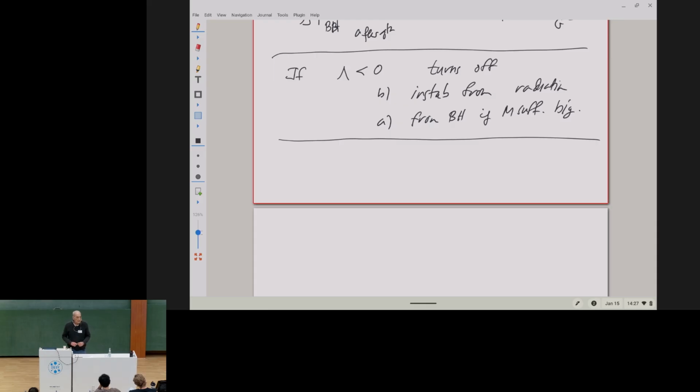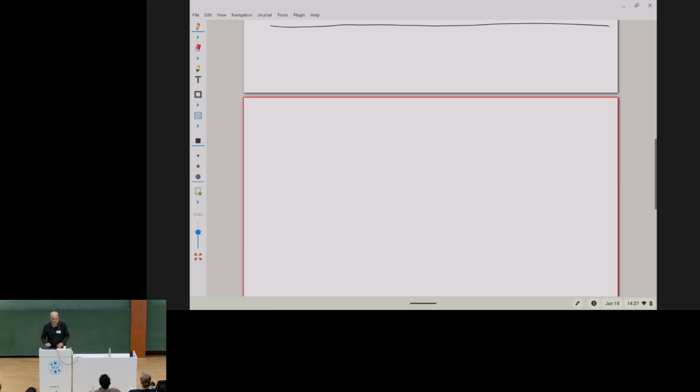So any questions on any of that? Okay, now we really are finished with section 4 in my lecture notes. So we're going to go on to section 5, which is on Rindler space and the Unruh effect.